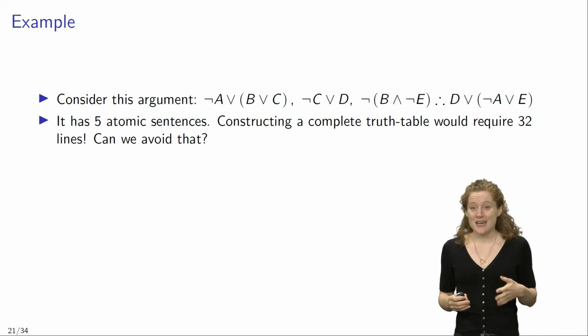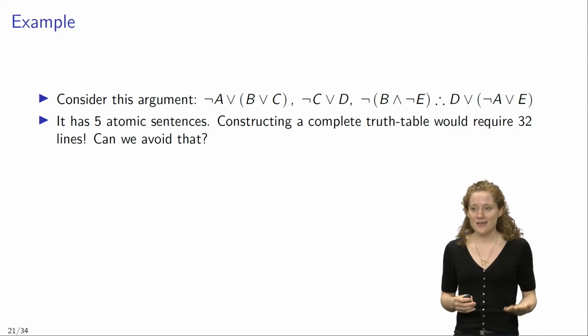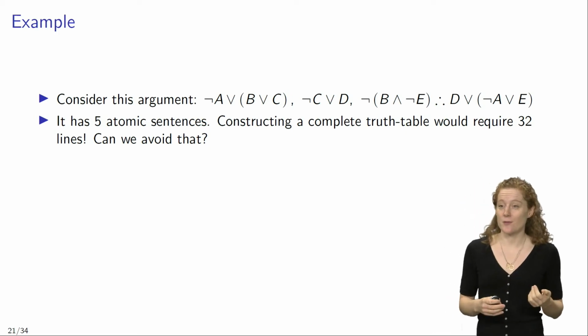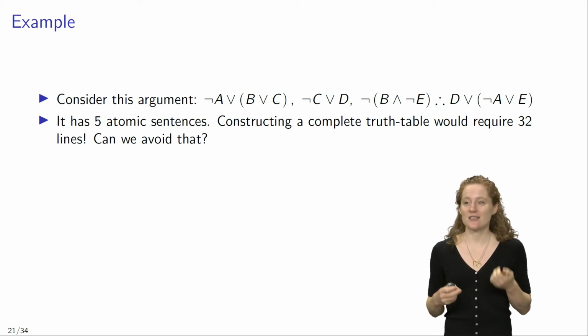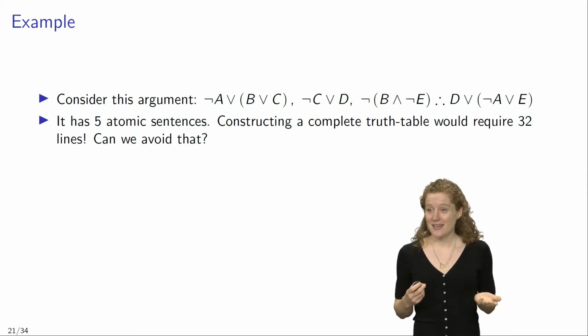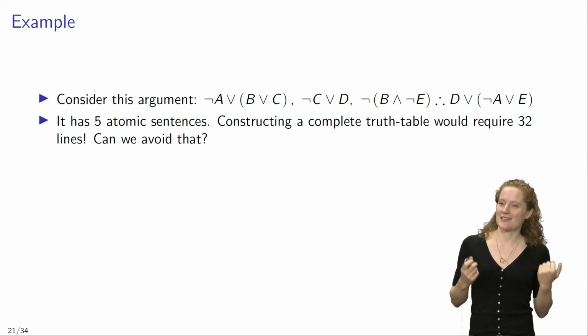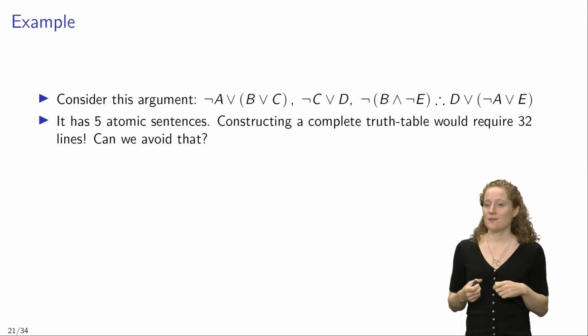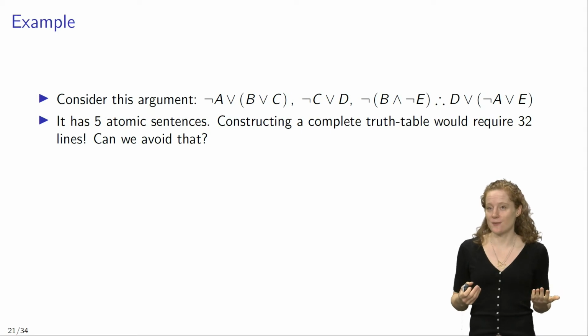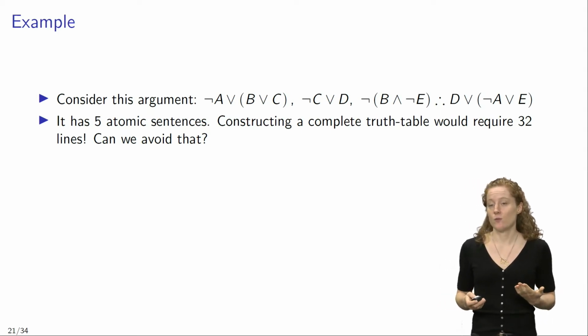Now, this argument has 5 atomic sentences. Constructing a complete truth table for this argument would require 32 lines. That's big. Can we avoid that? The answer is yes. We can avoid constructing a complete truth table and merely provide a partial truth table as long as we supplement this partial truth table with an argument.